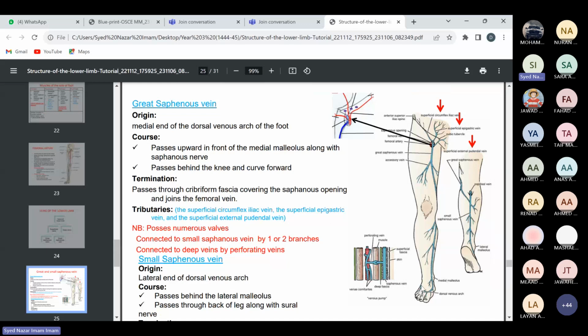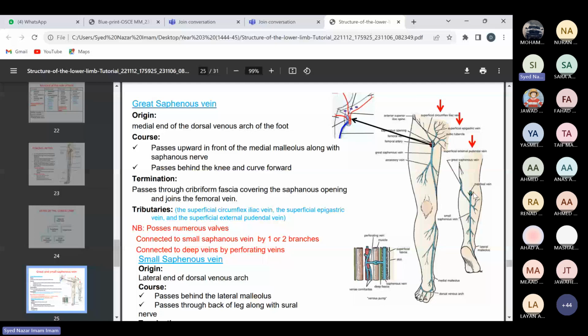The small saphenous vein is on the lateral side of the dorsal venous arch, it passes laterally, and then finally it drains in the popliteal vein here, in the popliteal fossa. So this is small because this is draining in the popliteal vein in the popliteal fossa. This is great because it is draining in the femoral vein in the femoral triangle.